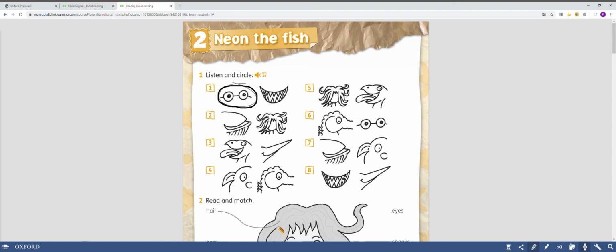Está difícil, ¿eh? ¿Les tinca si lo escuchamos otra vez? Hagámoslo otra vez.